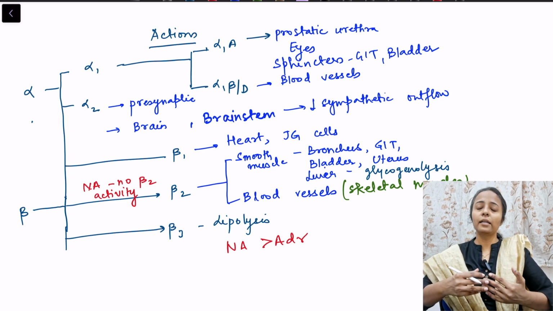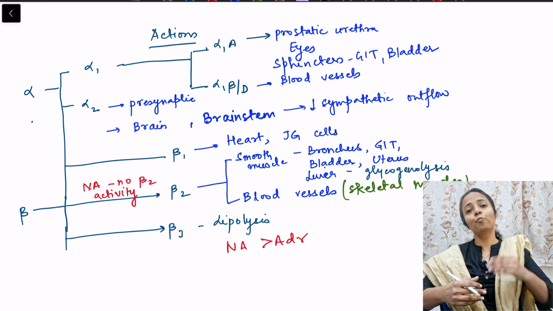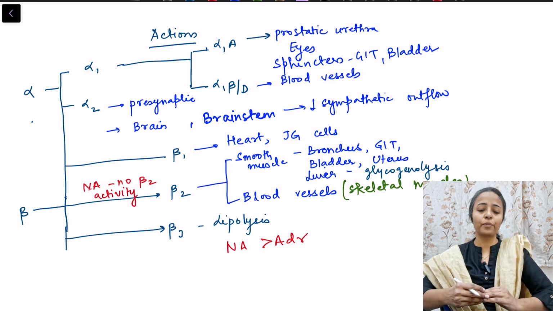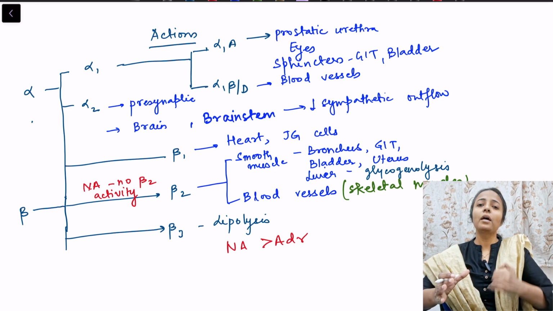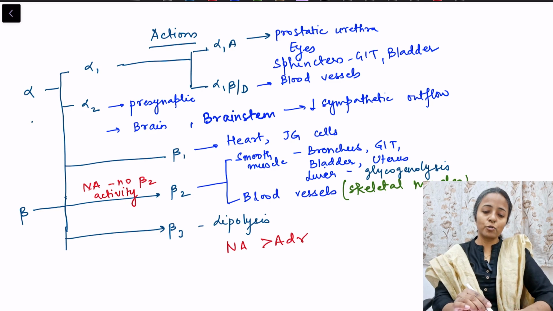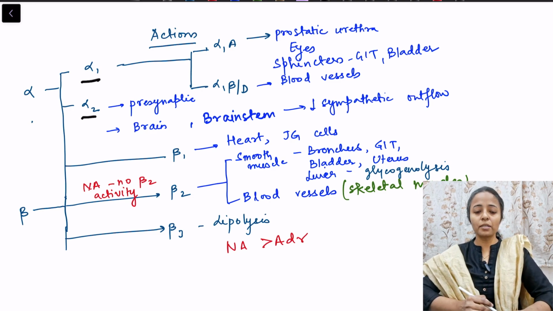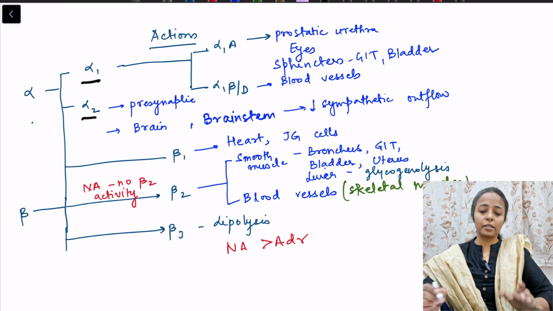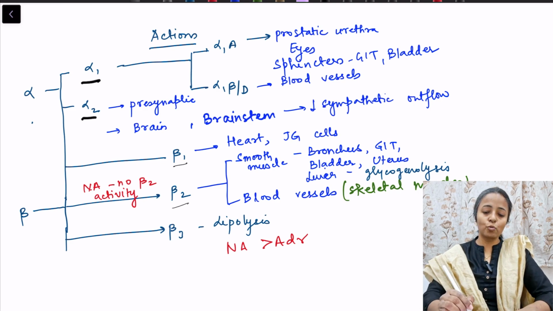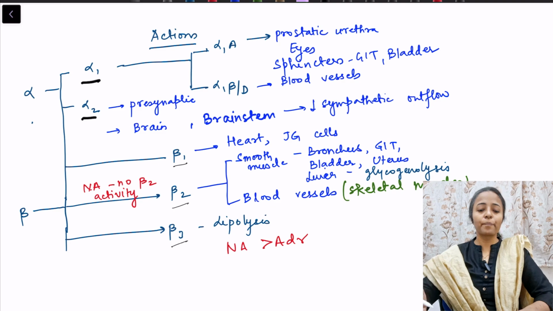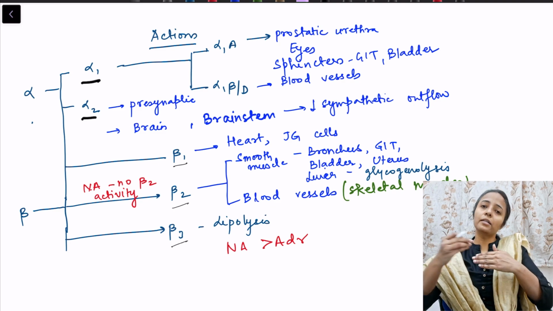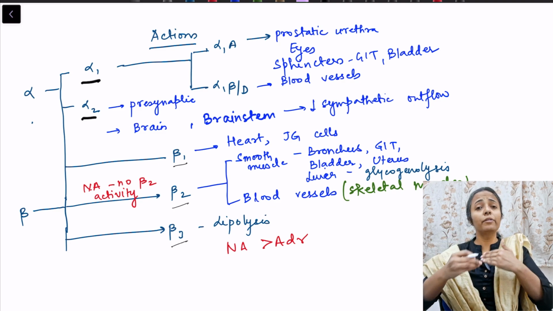But to understand their action, we need to know which receptors of this sympathetic activity they are acting on. So in the sympathetic system, we have alpha and beta receptors. Alpha receptors are further classified into alpha 1 and alpha 2 receptors. And beta receptors are further classified as beta 1, beta 2 and beta 3 receptors. Now when the drugs bind to these receptors, they bring about different actions, and also these receptors are present differentially in different organs.